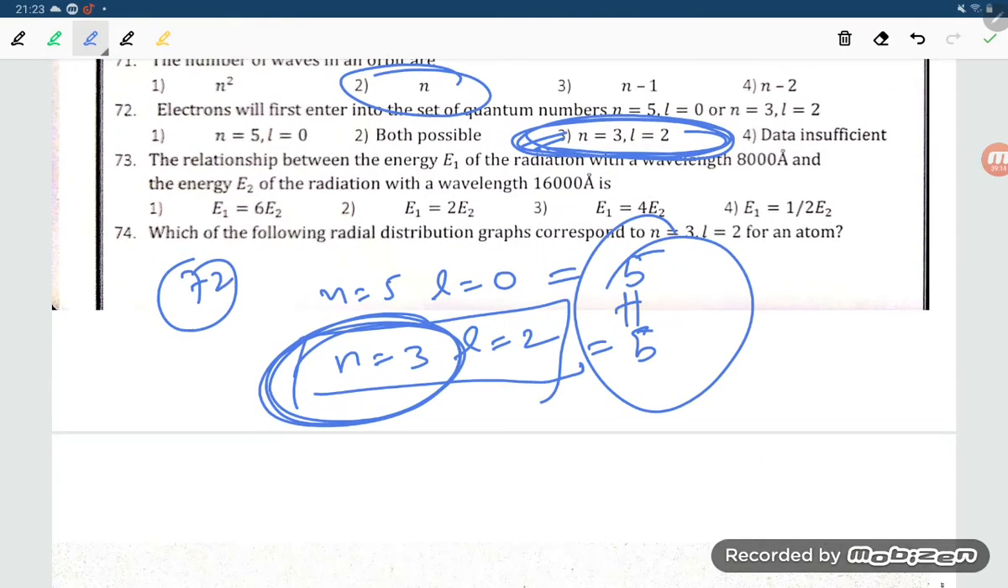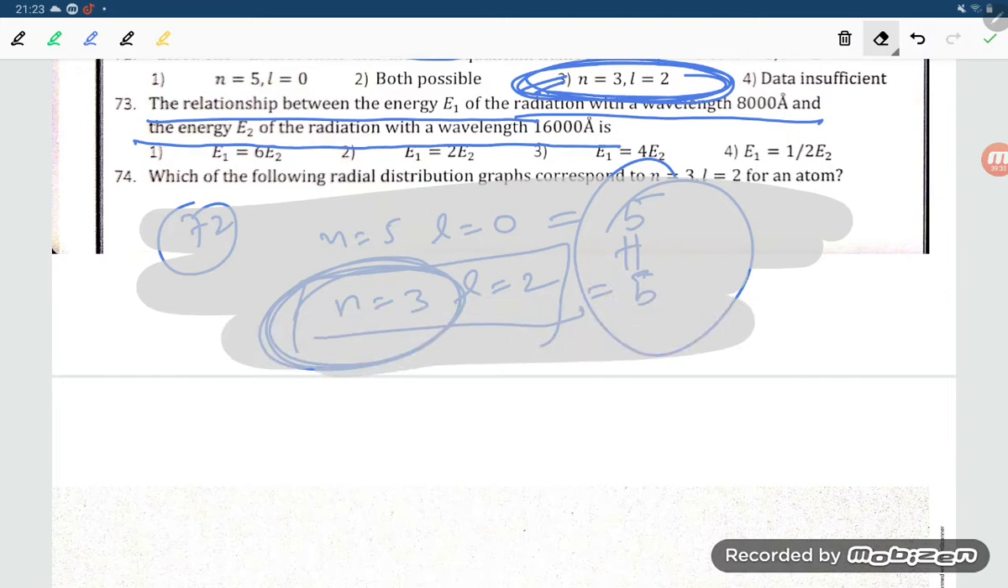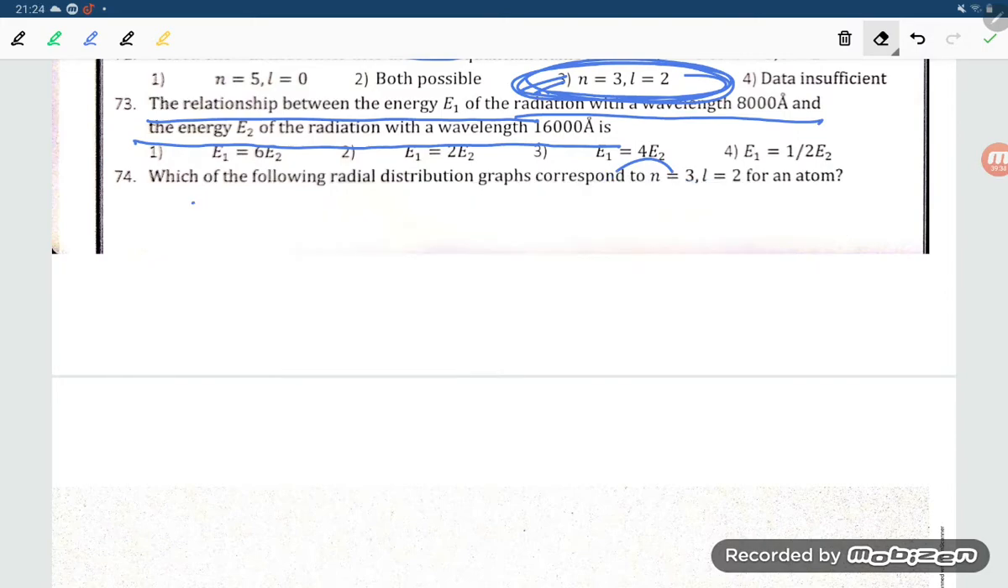Question number 73. What is the relationship between E1 of the radiation with wavelength 8000 and E2 of the radiation with wavelength 16,000 angstrom? This is also easy, you can easily solve this one. We know the relation for the wavelength: lambda is equal to hc by E, or E equal to hc by lambda.